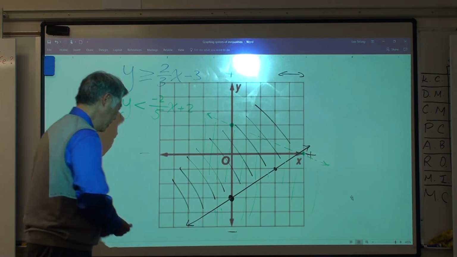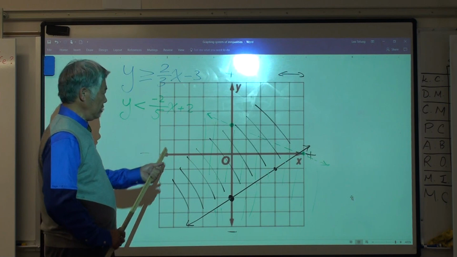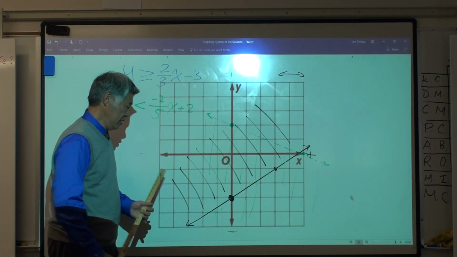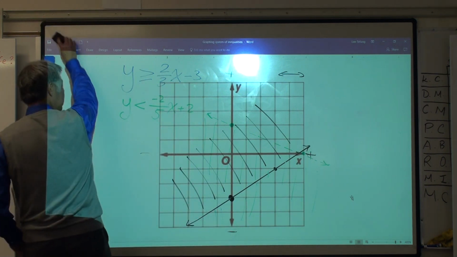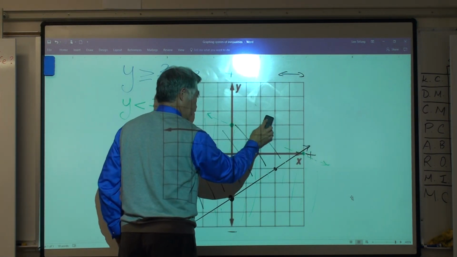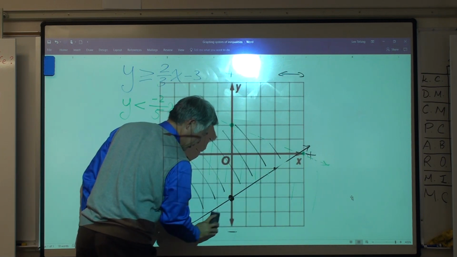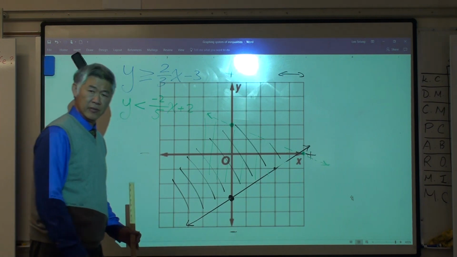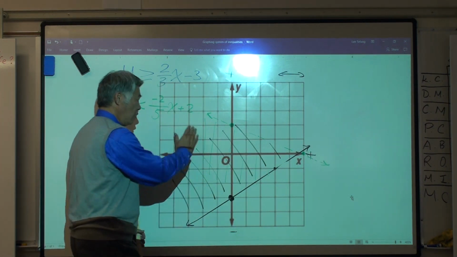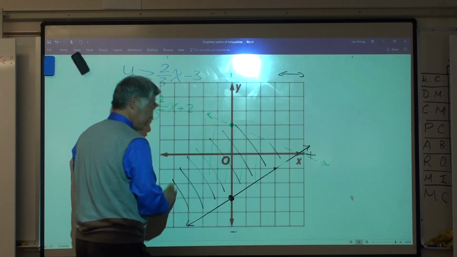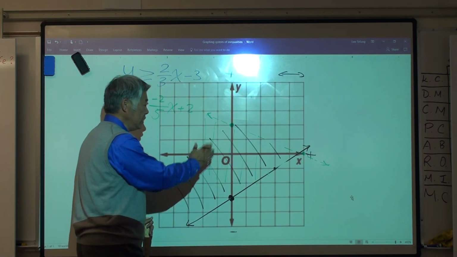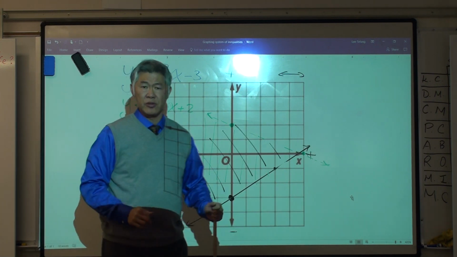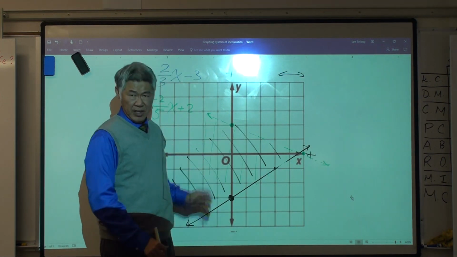Okay. Now of course you see this area. This area is the overlapped area. So all we need to do is erase the area that is not overlapped. Right, that's it. This means all the numbers on this side in this area will make both of the inequalities true. How many? Infinitely many.